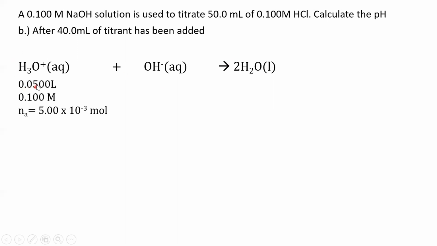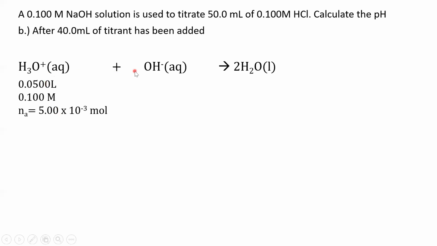So we would take the volume and the molarity of our acid and figure out the moles of our acid. So we have 5.00 times 10 to the minus 3 moles of hydronium ion in our solution. Again, we're just taking molarity times volume. That gives us moles. And this number is going to be the same throughout the titration because we're not changing the amount of hydrochloric acid that we have in our solution.